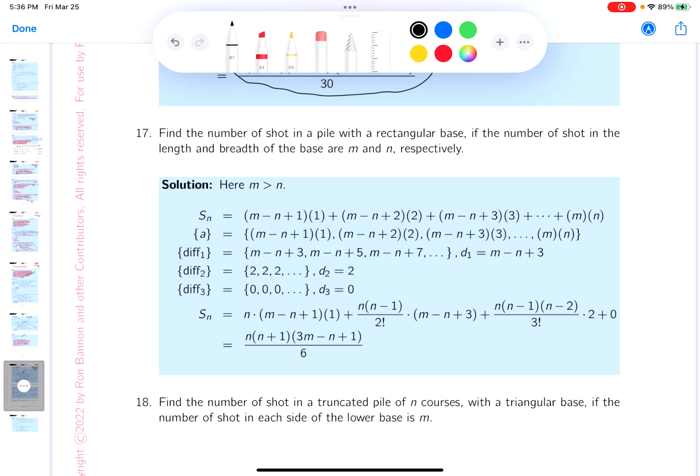Okay, we got a base, and the base is going to be m by n. So that's the base. Find the number of shot in a pile of rectangular base if the number of shot in the length and the breadth of the base are m by n. So this is where I'm starting.